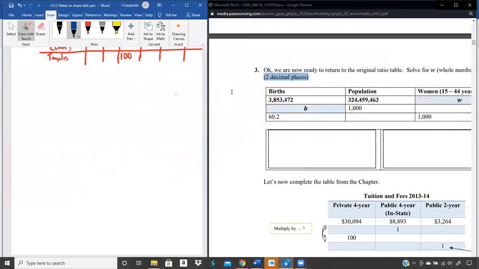So they called B for births. Now this B is specifically representing when the population is 1,000. So this B is the number of births per 1,000 people. And the W would be the number of women of birthing age in the total population. So you've got to pay attention to your rows and columns and how things are set up. Everything is relative. This B isn't based on the whole population. It's based on if the population was only 1,000.